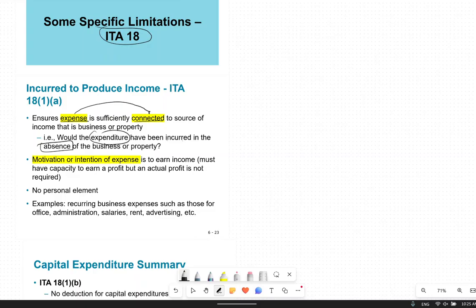If you would not have that expenditure, that is connected. If you would, that means it's not connected. So would and would not, right? So this is what the question is here.